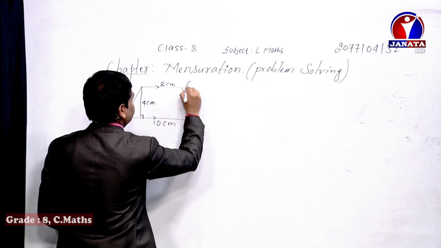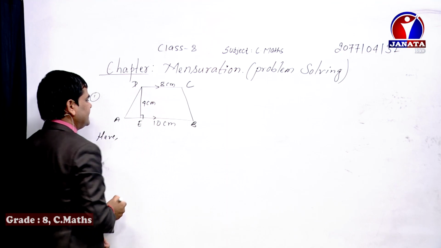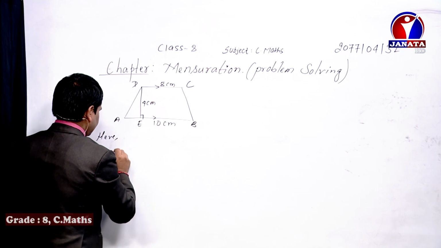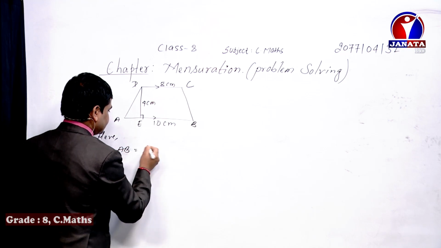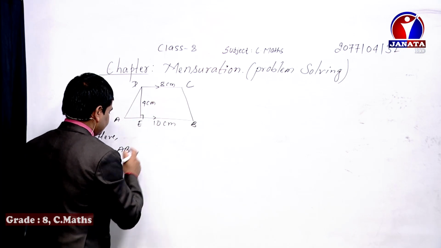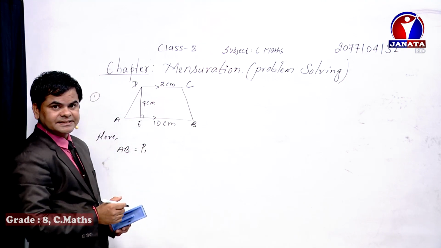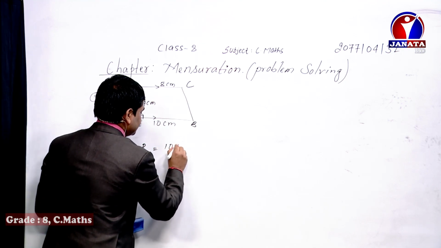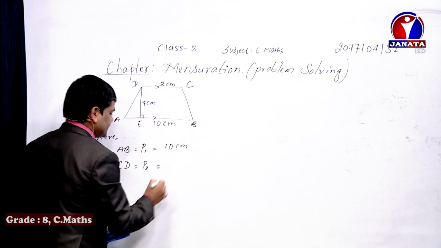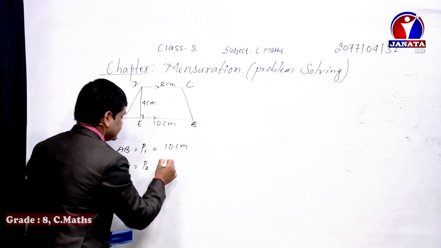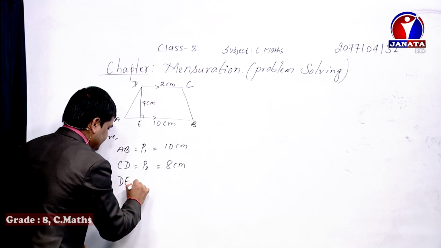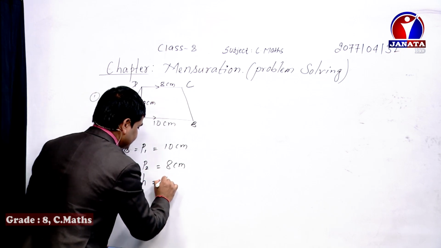let's keep the name of this figure as ABCD, and here is E. DE is the perpendicular or the height of the trapezium. Now what can I do? Length of AB is given as 10 centimeter, which we suppose as P1, parallel line first. P1 equals 10 centimeter. Then CD, let's suppose as P2, parallel line second, and the length is given as 8 centimeter, and height DE, height equals H, is given as 4 centimeter.